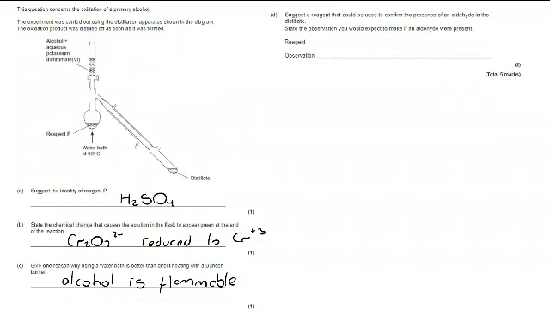And on to part D, suggest a reagent that could be used to confirm the presence of an aldehyde in the distillate. Straight from the learning that you've done, there is either Tollens' reagent, which would lead to a silver mirror. Alternatively, you could use Benedict's solution, and that would give you a brick red precipitate.